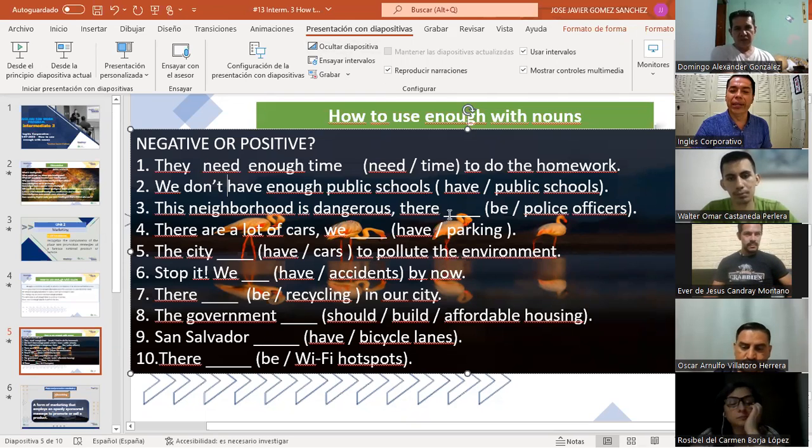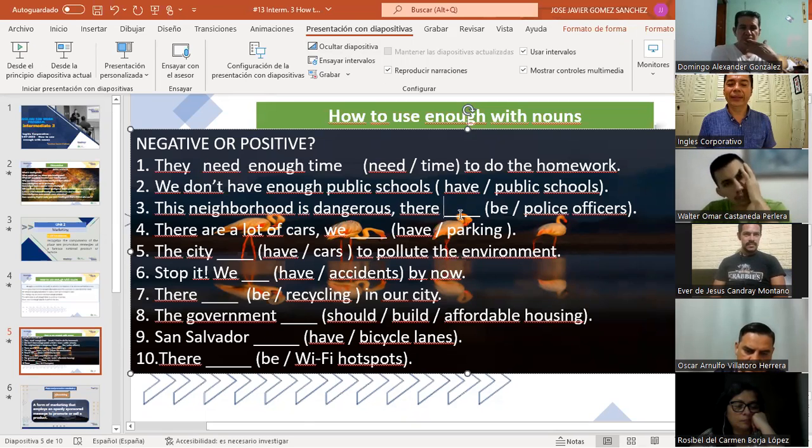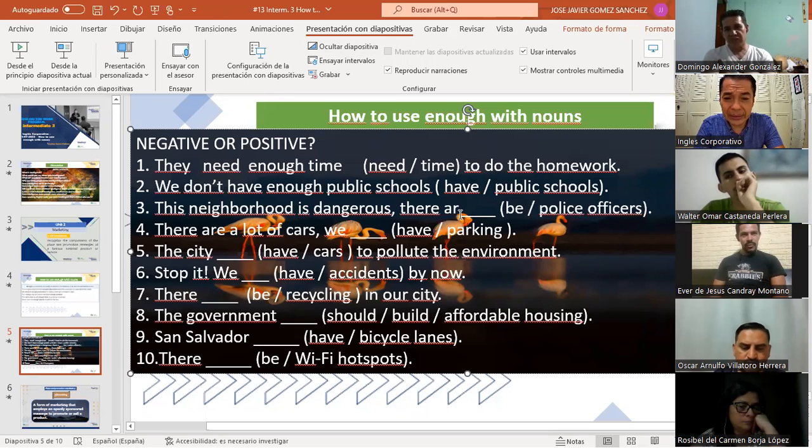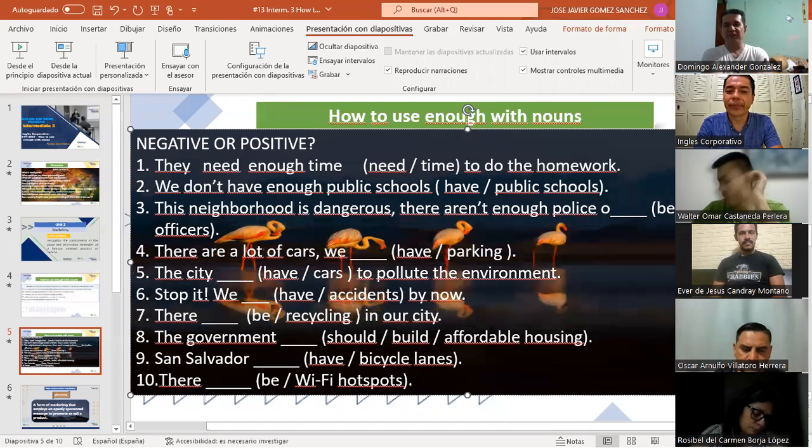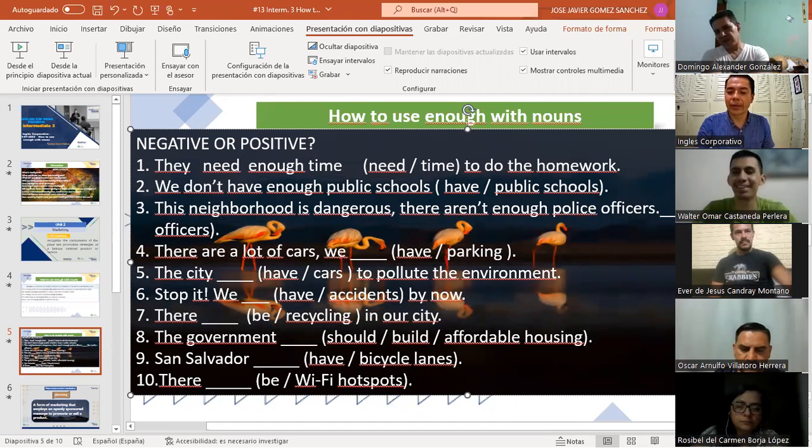Okay, with this information, Ever, I'm sure you can make number three. Tell me. For me, the sentence is negative. Negative, okay. Please, tell me the sentence. This neighborhood is dangerous. There aren't enough police officers. No, there are, because police officers is plural. There aren't. Yes, it's correct. There aren't enough police officers.